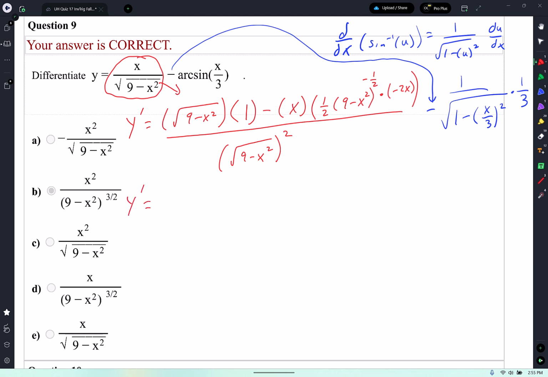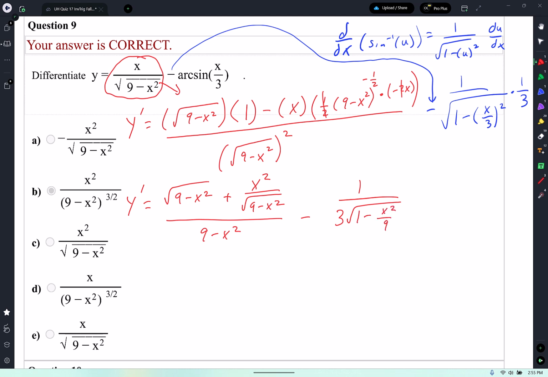y prime equals, here we go. I'm going to go slow, and ask me questions on what doesn't make sense. Square root of 9 minus x squared. I haven't done anything yet. Minus, and let's see. That 1 half and that 2 go away. I see this in the numerator: x times x is x squared. So x squared over square root of 9 minus x squared, and all this is over, yes, plus, thank you, miss, over 9 minus x squared, minus, and then I see 1 over 3 square root of 1 minus x squared over 9. There we go. We're in good business now.